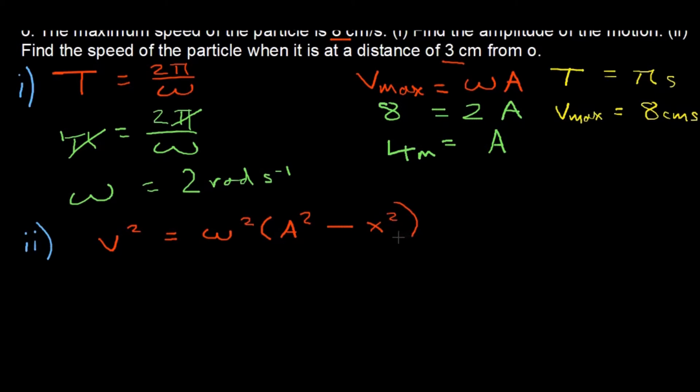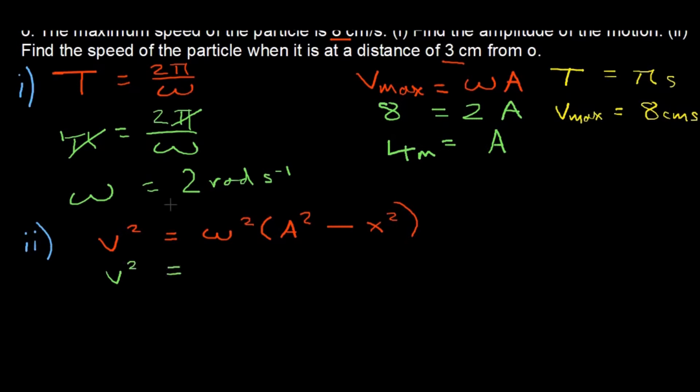Now this formula is in the tables, and I've never seen an SHM question where you don't have to use this. This always comes up. So this is how you're going to do it. You're just going to substitute everything in. We're looking for velocity, so we'll find the speed.